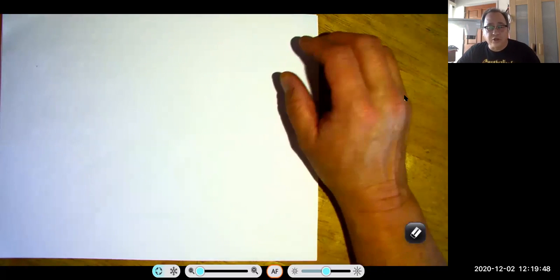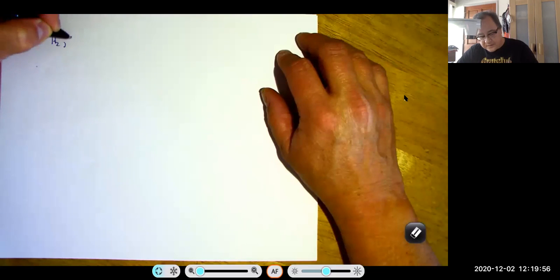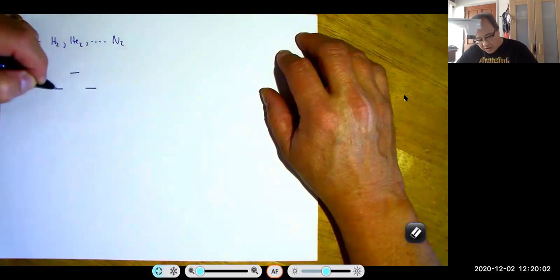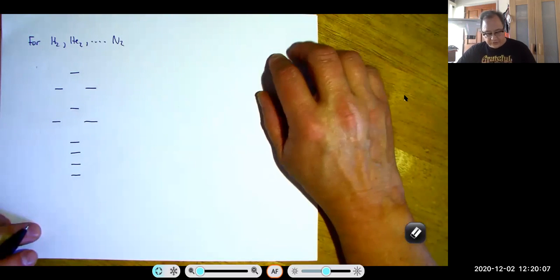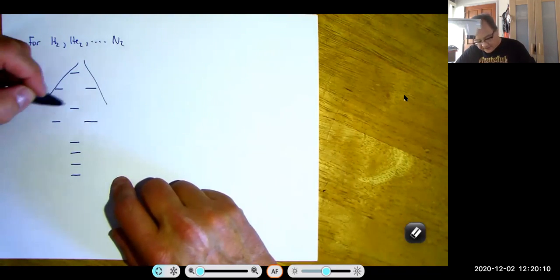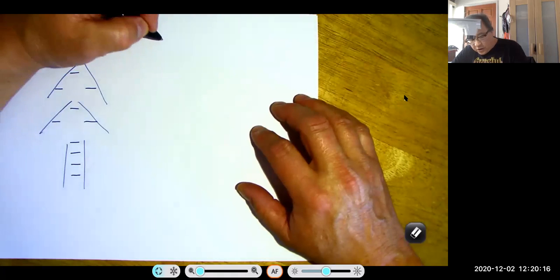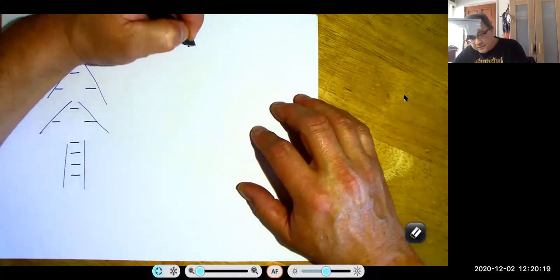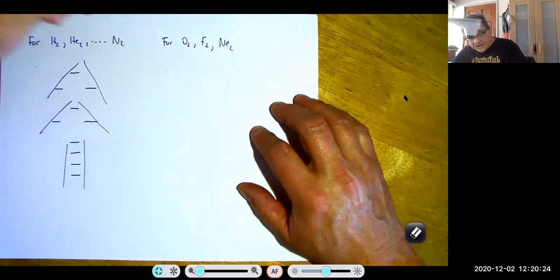Now, what do the 2 MOs look like? Well, for H2, He2, all the way up to N2, you use what I call the Christmas tree. So do you see how this kind of looks like a Christmas tree? I call it the Christmas tree. For O2, F2, and Ne2, you use the paddle.